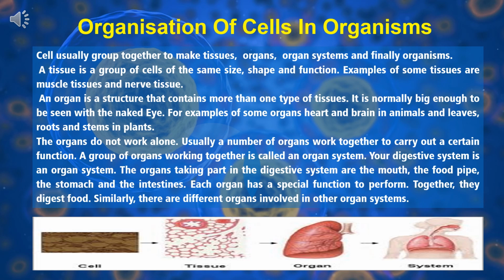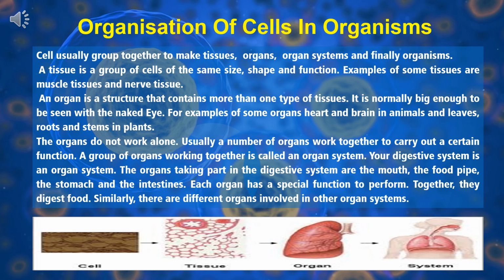A group of organs working together is called an organ system. तो ये जो सारे organs मिल करके जो एक साथ काम करते हैं इस पूरी चीज को, इन group of organs को हम बोलते हैं organ system. Like your digestive system is an organ system which you have studied in class 7.